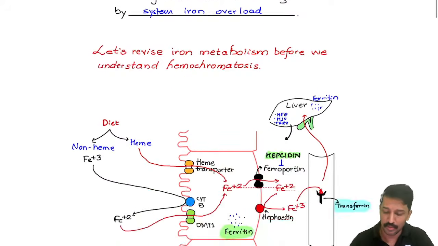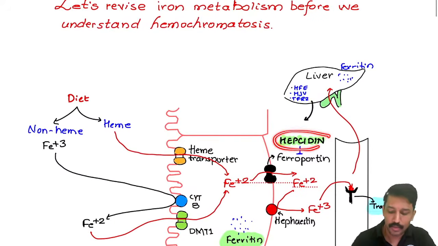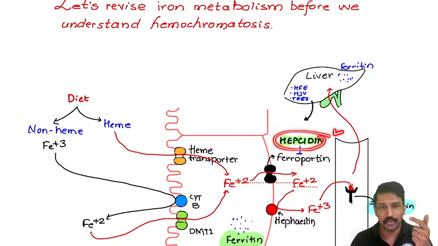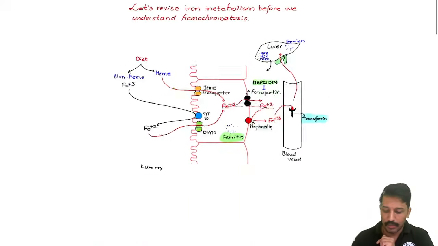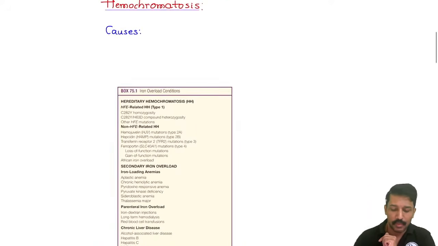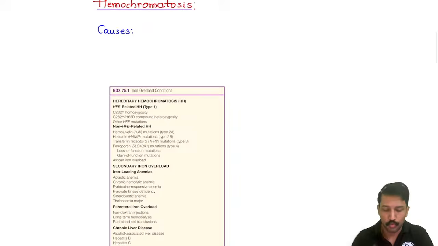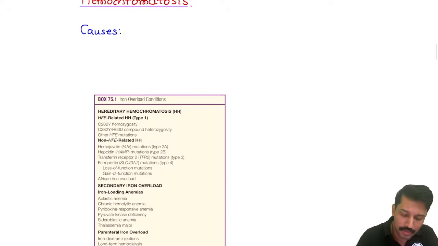If it is hereditary, the main mechanism is impairment in the hepcidin secretion or other mechanisms, so that we are not able to stop iron absorption even when iron stores in the body are full. This is the main mechanism in hereditary hemochromatosis. Clear? Now let us understand the disease. Hemochromatosis, as I just told you, is a systemic iron overload, and the causes will be divided into hereditary.